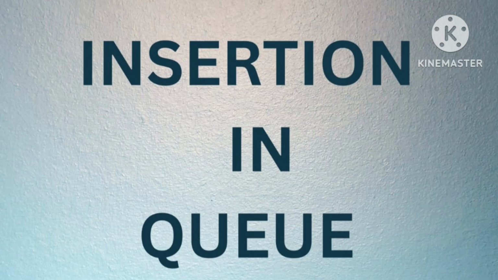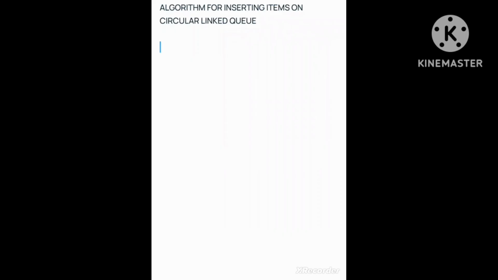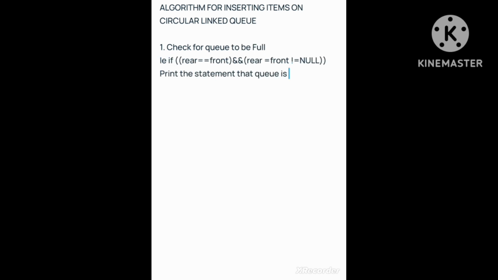Now let us first start with the insertion operation in circular queue. So let us start with the algorithm of insertion operation. First of all, we will check for our queue to be full. For that, we will check the value of rear and front to be equal and also not equal to null. Then we just print the statement that our queue is full and we will exit from the loop.